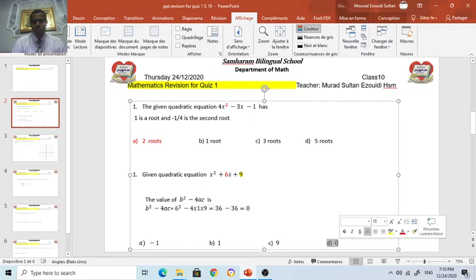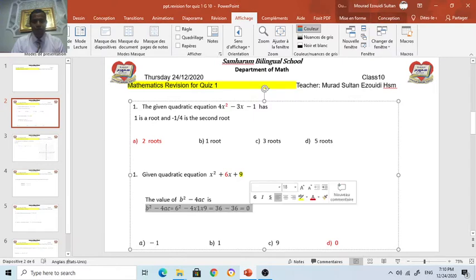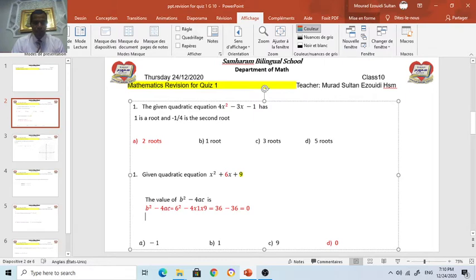Before guessing the correct answer, you should calculate the value of the discriminant. This one you need.